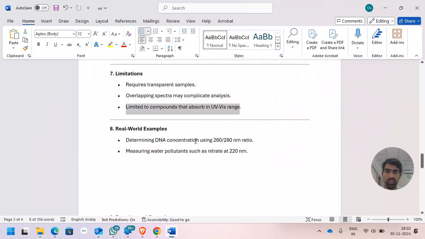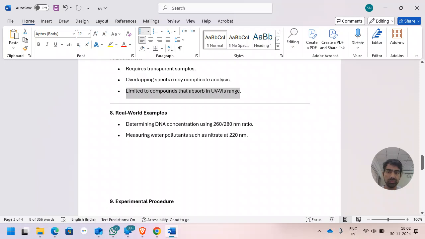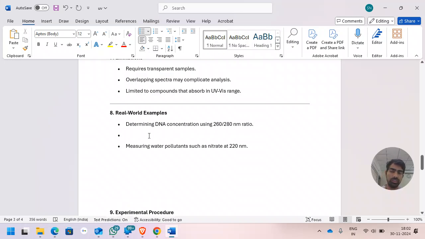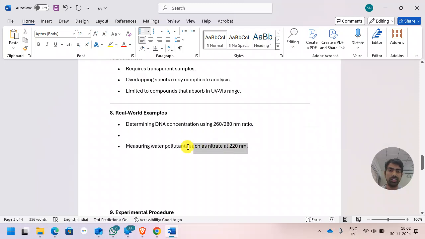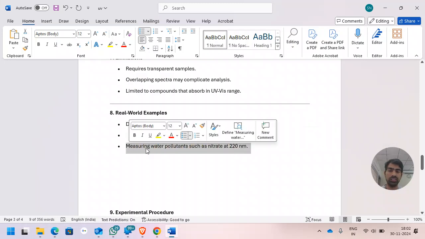Real world examples: DNA. We can find out the food colors in a given food sample, or we can find out some nitrates and sulfates in water, and we can identify drug concentrations in given solutions.